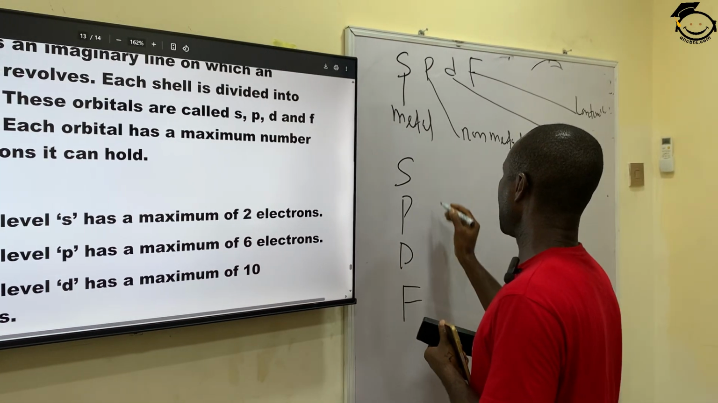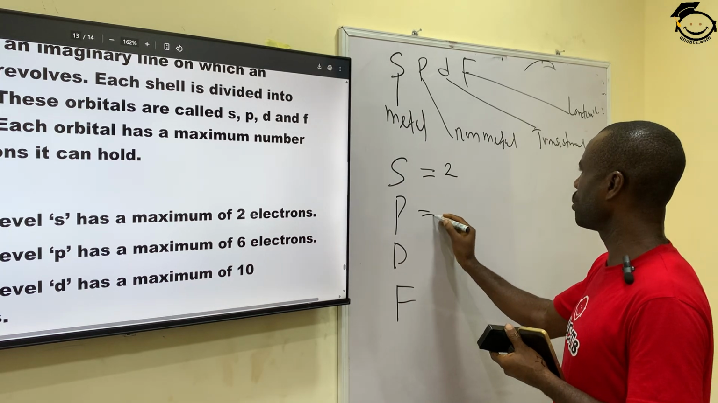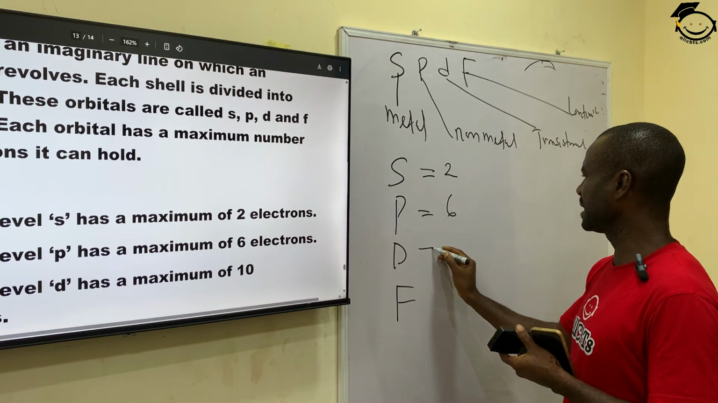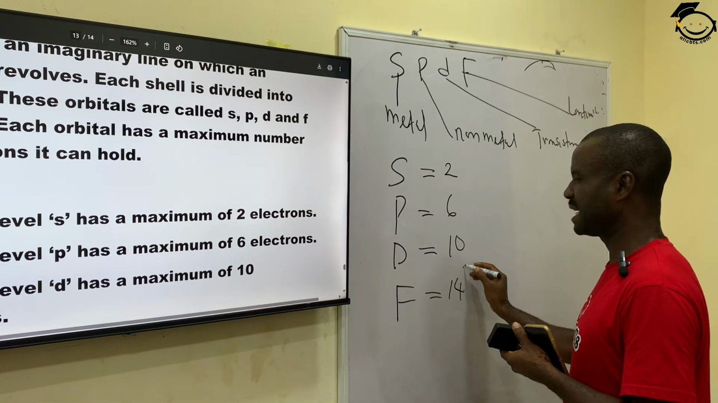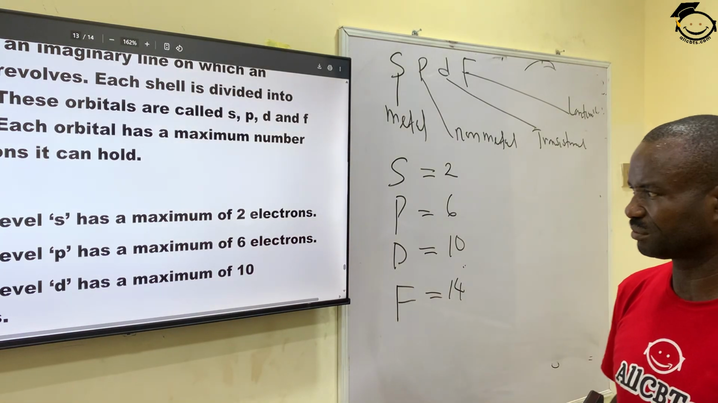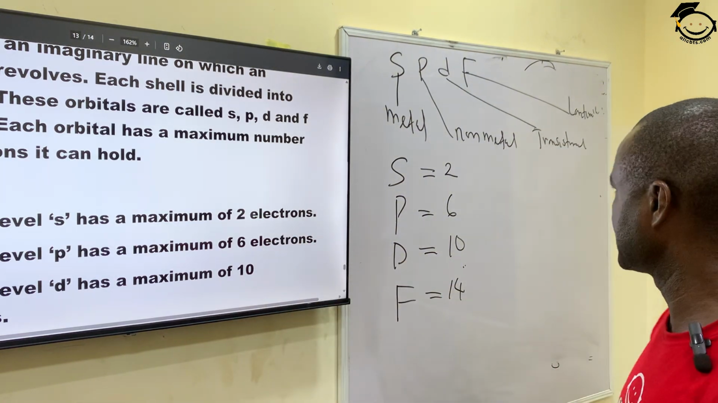SPDF. S can hold a maximum of 2 electrons. P can hold a maximum of 6 electrons. D can hold a maximum of 10 electrons. While F can hold a maximum of 14 electrons. Just like we said 2, 8, 18, and 32.